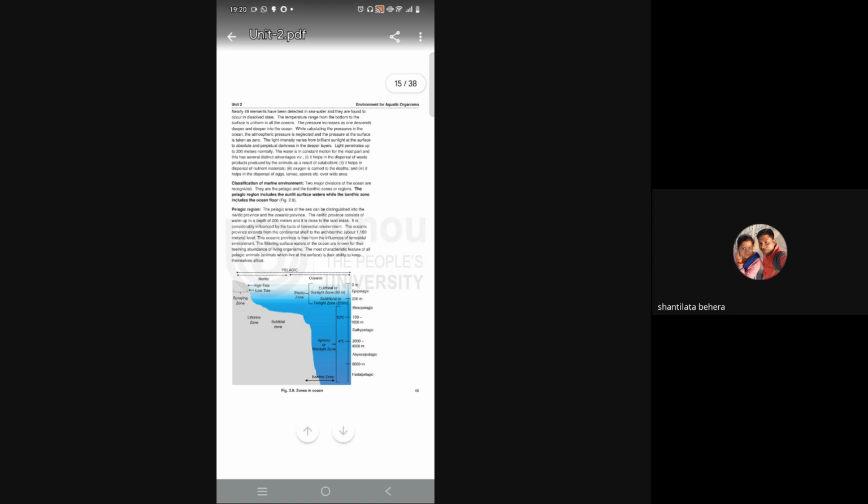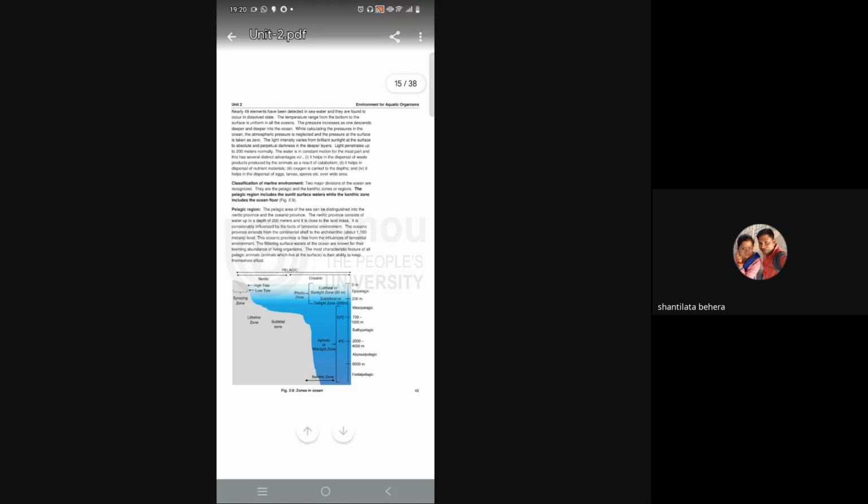Okay, just like in a lake or pond sunlight penetrates up to some level of the water, similarly in the ocean also light can penetrate up to some level of water. So the area or depth to which sunlight can penetrate is called the pelagic region, and where it cannot penetrate, that is the benthic region, benthic zone.